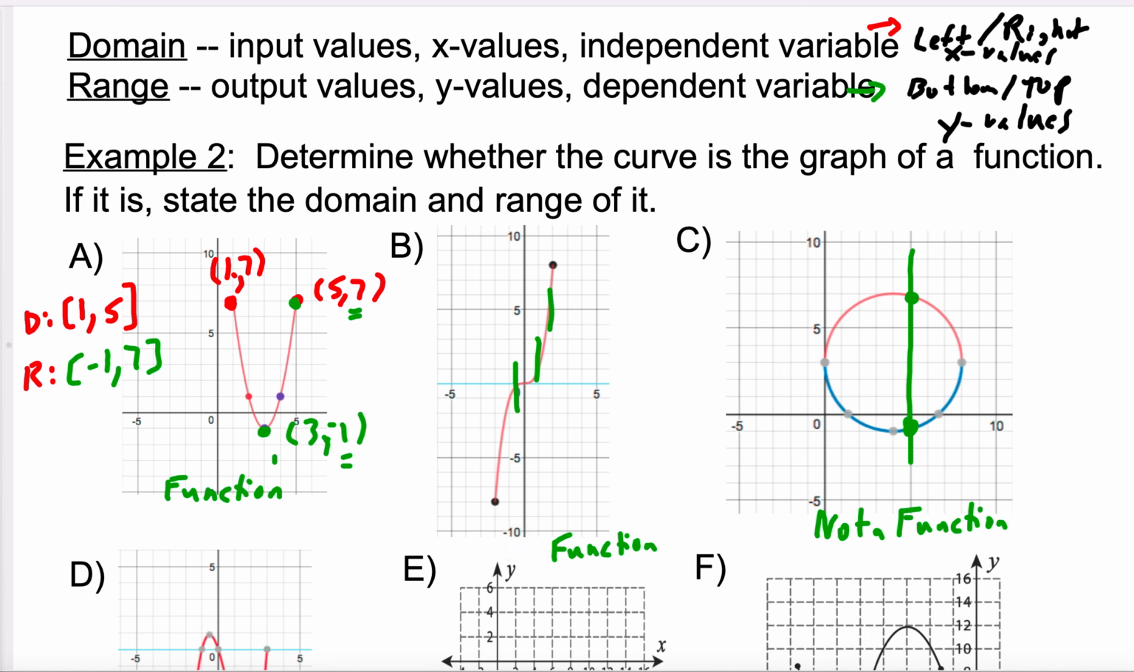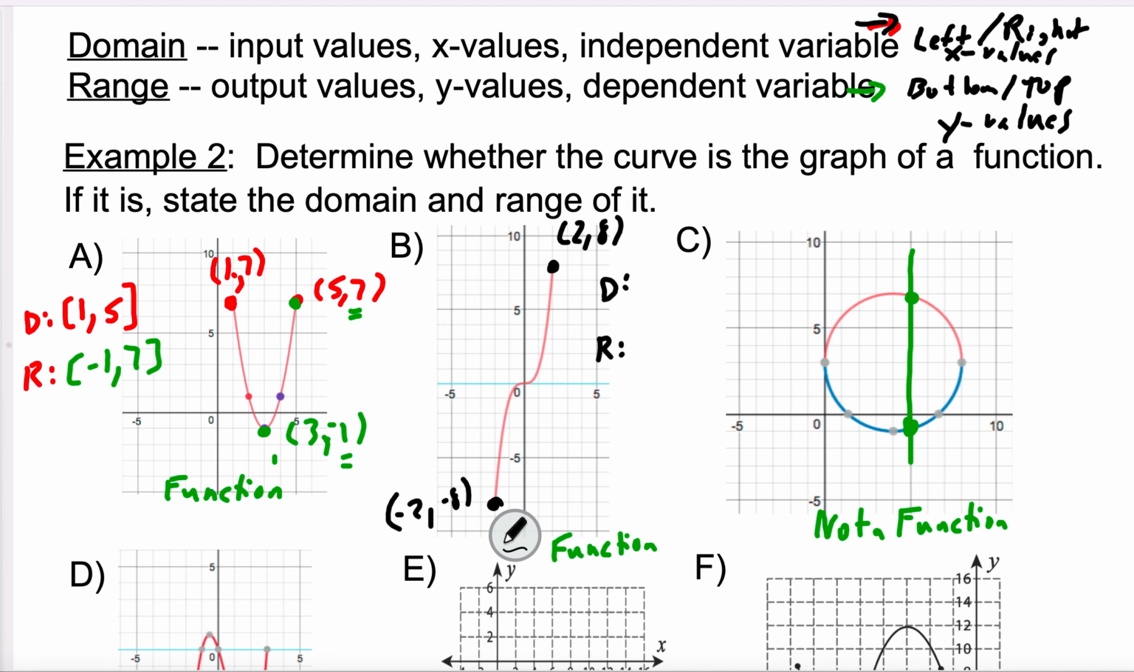All right, so let's come over here and look at letter B. Domain and range. Again, domain here, we're going to look left to right. What's the leftmost point over here? This one over here. What's the rightmost point? It's over there. So what's the ordered pair here? This is sitting at -2, -8. What's this one here sitting at?